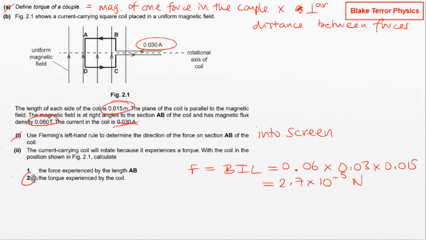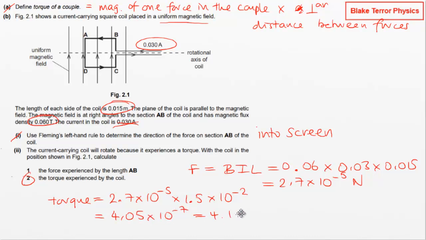And we also need the torque experienced by the coil. Well, we've already talked about that up here when we defined the torque of a couple. So we just need to multiply this force by the distance between AB and CD. So the torque is equal to 2.7 times 10 to the minus 5 multiplied by 1.5 times 10 to the minus 2. So 1.5 times 2.7 is 4.05 times 10 to the minus 7. So 4.1 times 10 to the minus 7 newton meters, two significant figures.